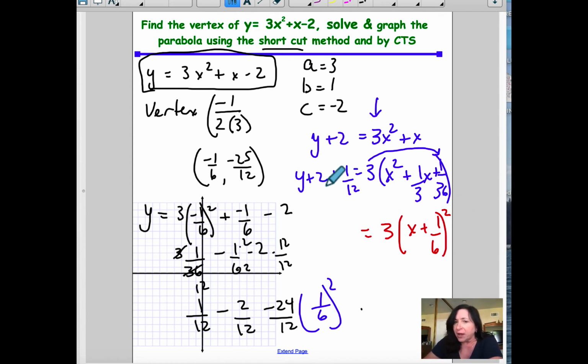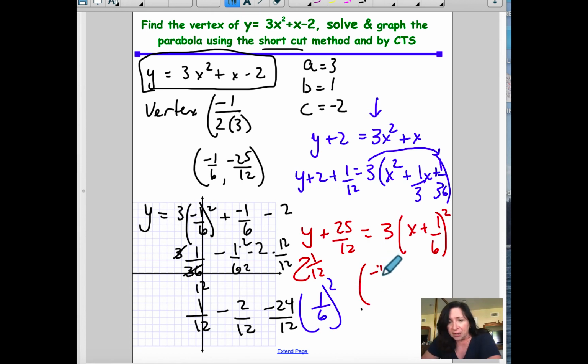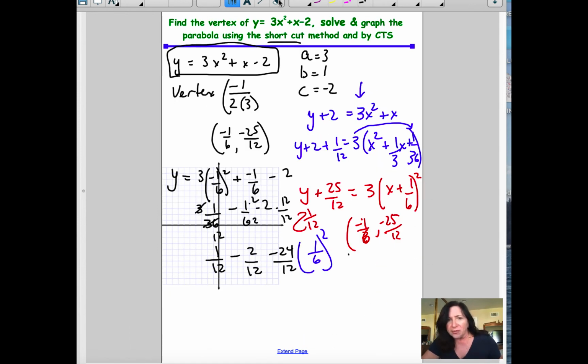And on the left, I've got 2 and 1/12. So 2 and 1/12 is 24, right? 24, 25. So 25 over 12 plus y. So realistically, my vertex is negative 1/6, comma, negative 25/12. And I've found that twice, one time using the vertex shortcut and one time using completing the square.